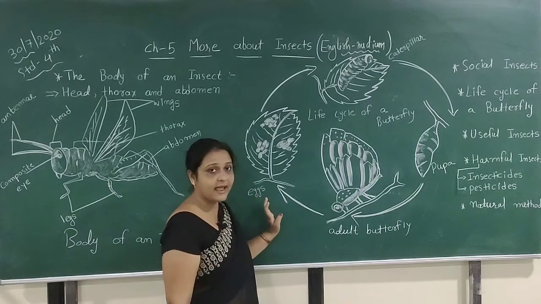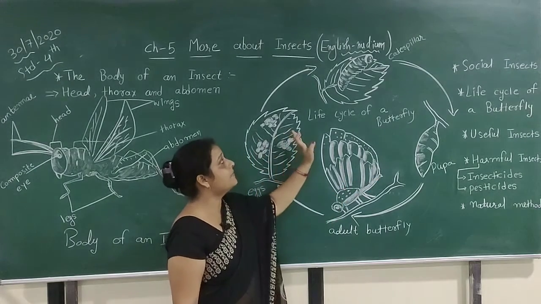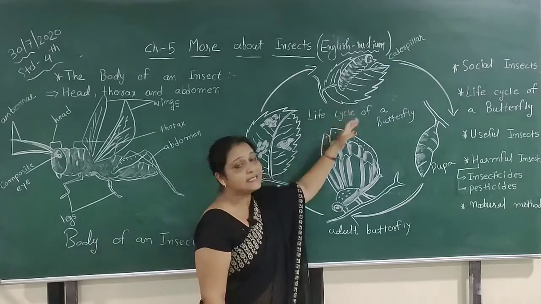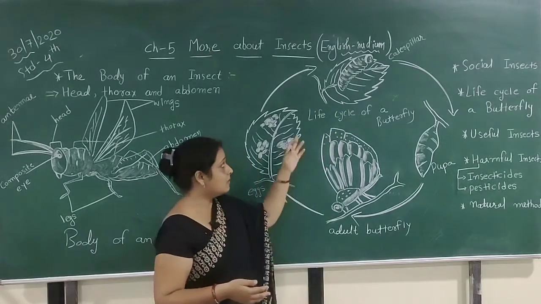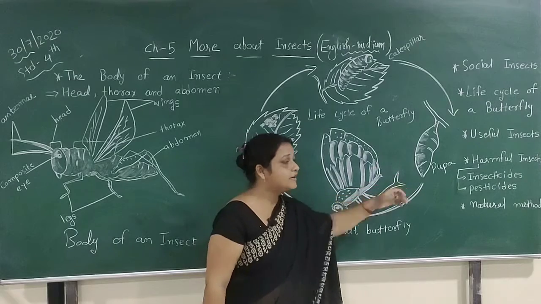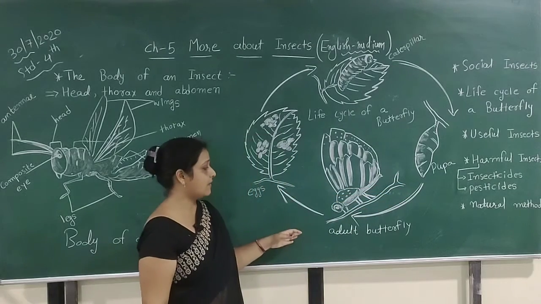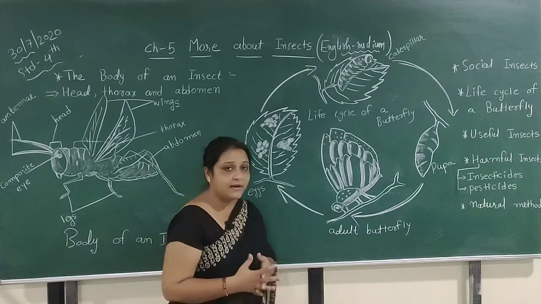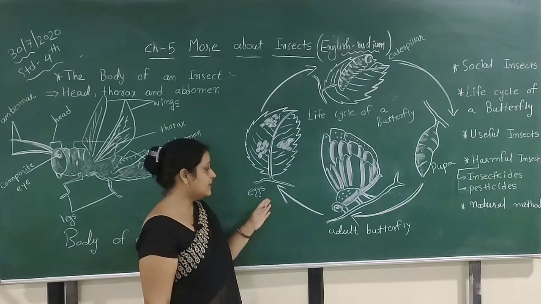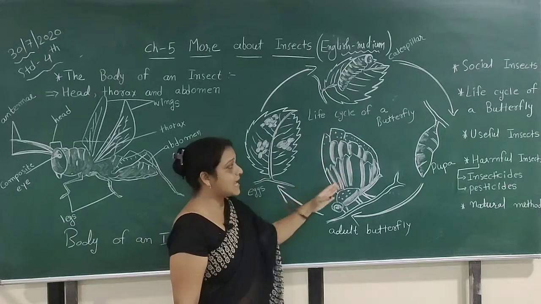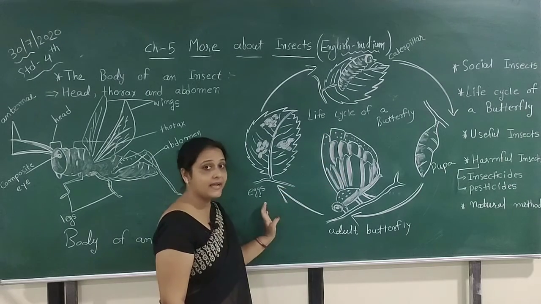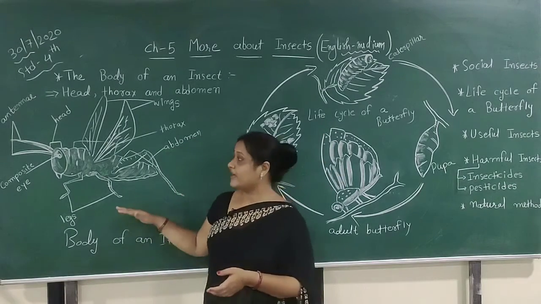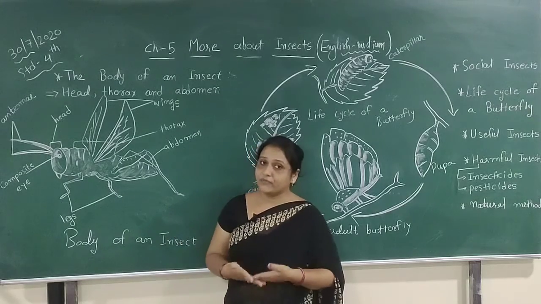First they lay their eggs on the leaf, then the caterpillar comes out from the egg, then the pupa, and then the adult butterfly. When it becomes an adult butterfly it can fly easily. So this is the life cycle of a butterfly. So students, first we have discussed the body of insects.